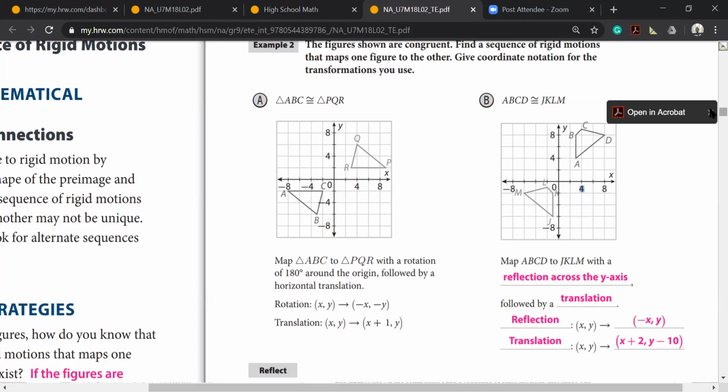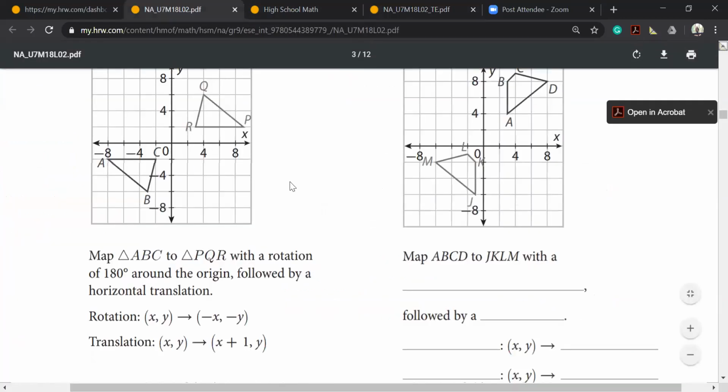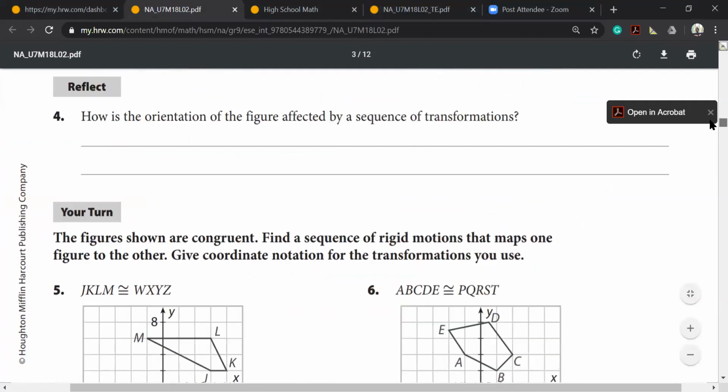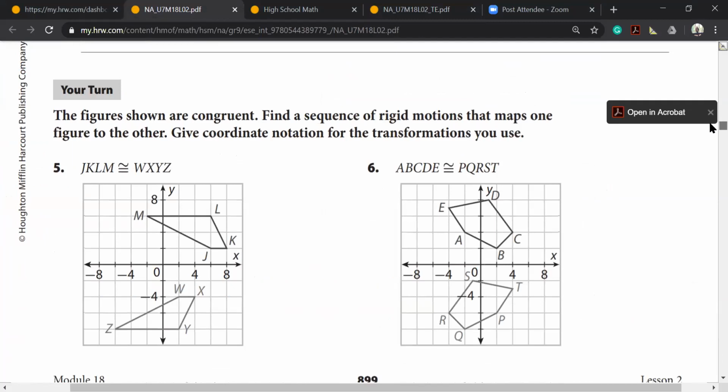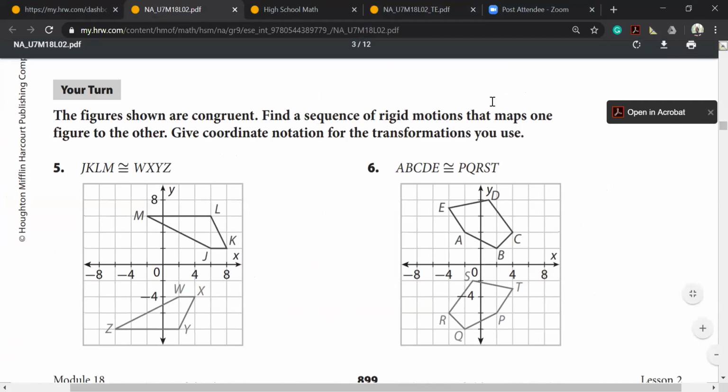Understood? Okay. I will leave you a question. Your turn. You have to do your turn by yourself. These two questions, question 5 and 6. Okay, just question 5 and 6.